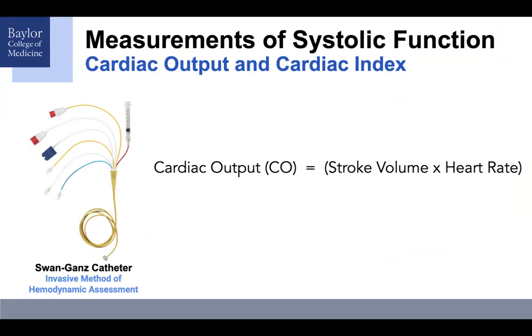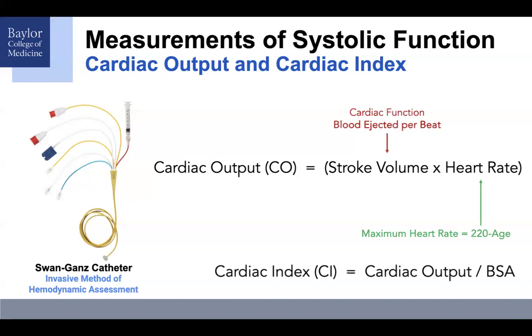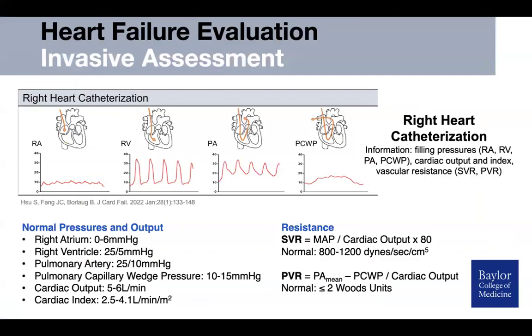The Swan-Ganz catheter has been around since the 1970s. This is used to give us an idea of our filling pressures as well as our cardiac output. Recall cardiac output is stroke volume times heart rate. And our heart rate can be variable depending on our age, and our cardiac index is our cardiac output divided by our body surface area. A little busy here, but our heart failure evaluation through Swan-Ganz measurements can include the right heart catheterization above. We can get filling pressures that give us an idea of how compensated or decompensated these patients are, as well as the cardiac output and index, as well as measurements of our systemic vascular resistance and pulmonary vascular resistance.